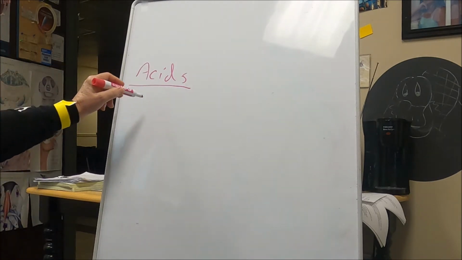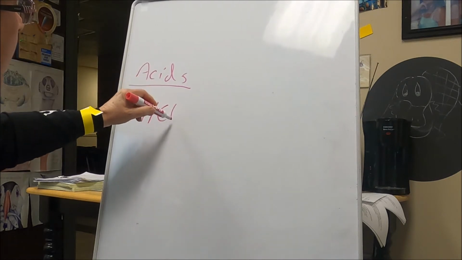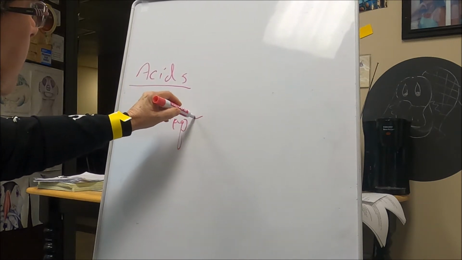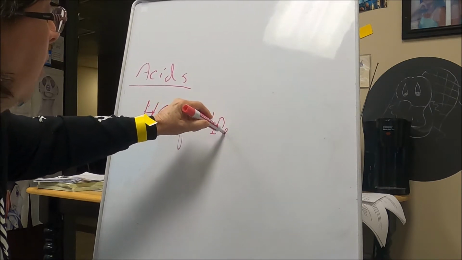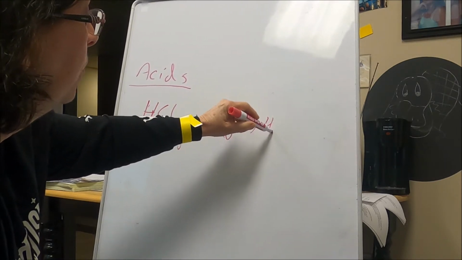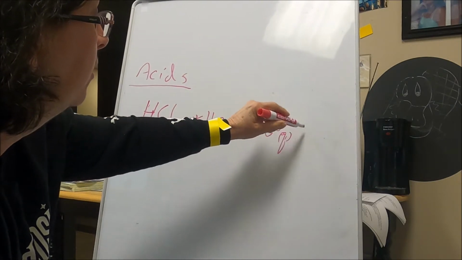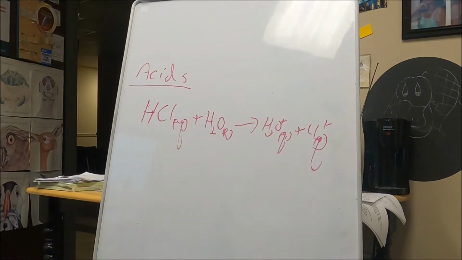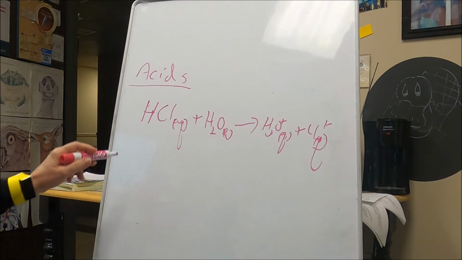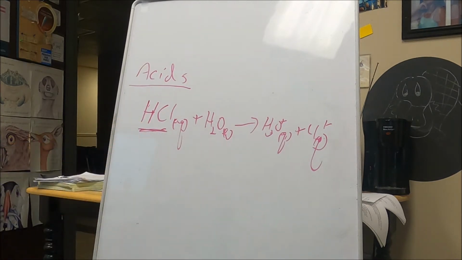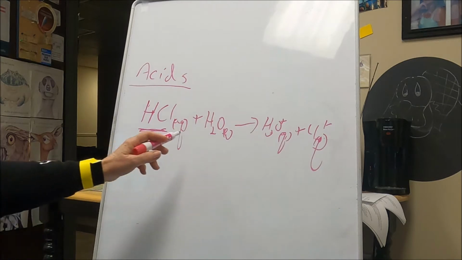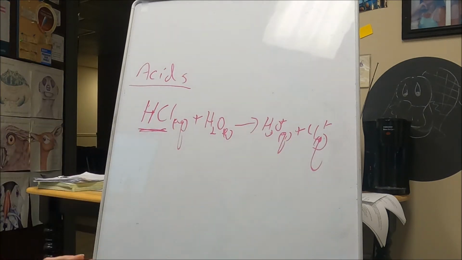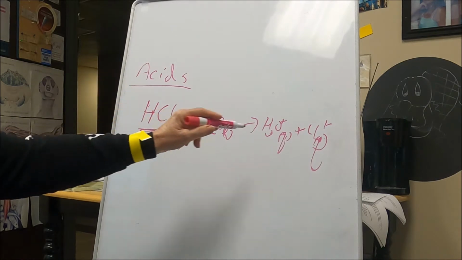Now, I'm going to write you out a reaction. HCl(aq), where aq stands for aqueous, plus water liquid goes to H3O+ aqueous and chloride ion. Okay? This is called an acid ionization reaction because I take a covalent molecule, HCl, and it reacts with water to produce ions. Ionization, taking something that didn't have ions and making ions out of it. Okay, so that's the definition of an acid.